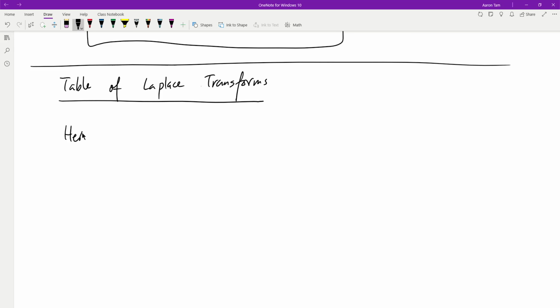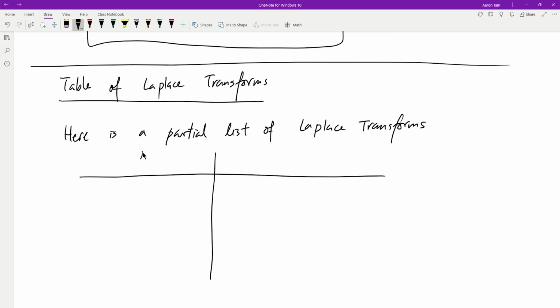So here is a partial list of Laplace transforms. The complete list is on Google Classroom, so you can definitely look at that. I already mentioned to you that you're allowed to use that on your tests. Here are some of the basic functions that we're going to use for right now. The list basically gives you the function f, and then the Laplace transform of f.